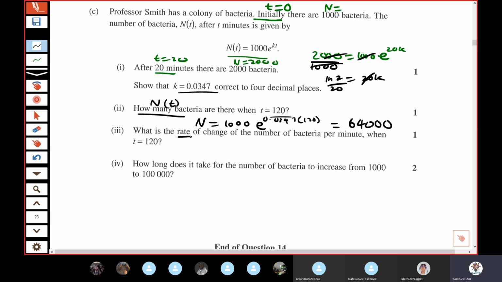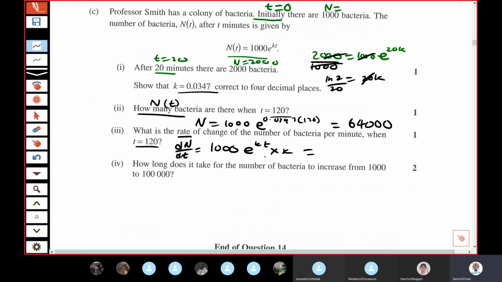Part triple I. All right, what is the rate of change of the number of bacteria per minute when t is 120? What does rate mean? Differentiate. Yes, we all know it now. Rate means differentiate. So, differentiate it. What is the derivative of the exponential? Again, it's still an exponential, so it's still itself times the derivative of the power, which is going to be k. And then, I think you already know this is 1,000 e^(120k). This will just be 64,000 times k.